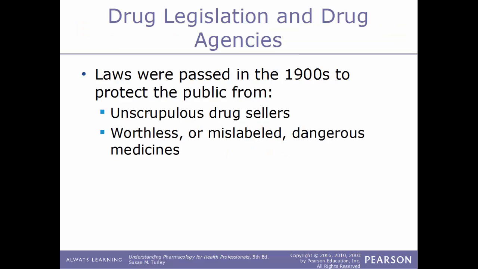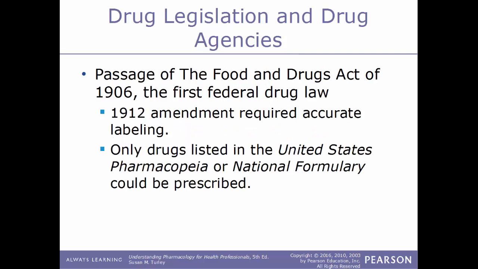Drug legislation and drug agencies. Laws were passed in the 1900s to protect the public from unscrupulous drug sellers and worthless, dangerous, and mislabeled medicines. The first federal drug law was passed in 1906, the Food and Drug Act. This was amended in 1912 to require accurate labeling, and only drugs that were listed in the U.S. Pharmacopoeia or the National Formulary could be prescribed.